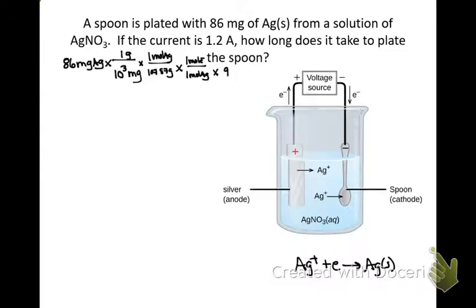And we know that Faraday's constant tells us that there's 96,500 coulombs per mole of electrons. Finally, we know that 1.2 amps is 1.2 coulombs per second. So if we put all that together, I get that this will take 64 seconds. So if you set up your process so that you want to put 86 milligrams of silver on each spoon in order to completely coat it, then at a current of 1.2 amps, you're going to need 64 seconds. Fun fact.